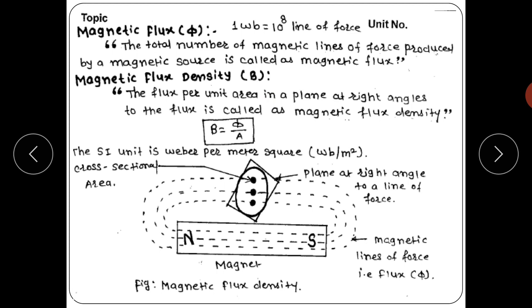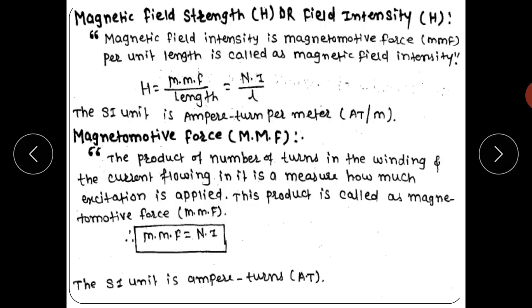What is the magnetic flux density? The flux per unit area. The flux per unit area in a plane at a right angle to the flux is called magnetic flux density. The plane is at a right angle to the lines of force. B is equal to phi divided by A. This is the figure of magnetic lines of force. Magnetic lines go from the north pole to the south pole externally, and from south to north pole internally, and A is the cross-sectional area.